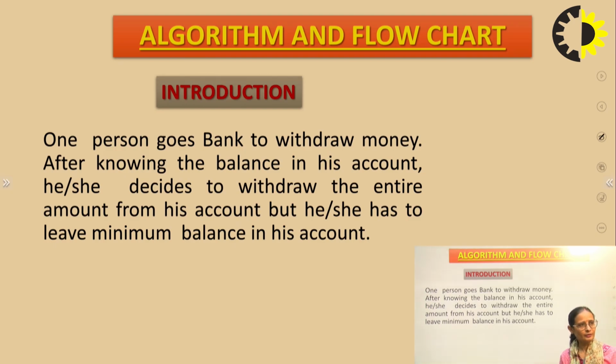Let's discuss a case where one person wants to go to a bank and withdraw money. After knowing the balance in his account, he decides how much amount he wants to withdraw, whether the whole amount or a small fraction of money, so that he can leave the minimum, because we are aware that within a bank we need a certain minimum amount in our account. So this is a problem: how much money I want to withdraw after checking the balance in a bank.